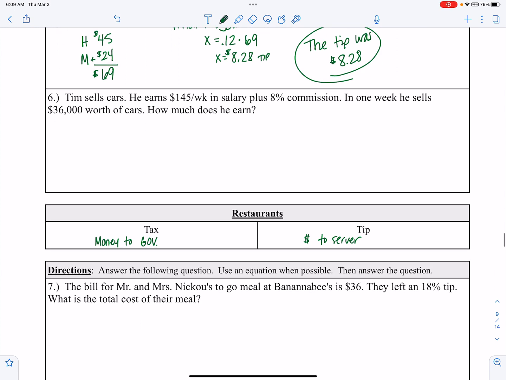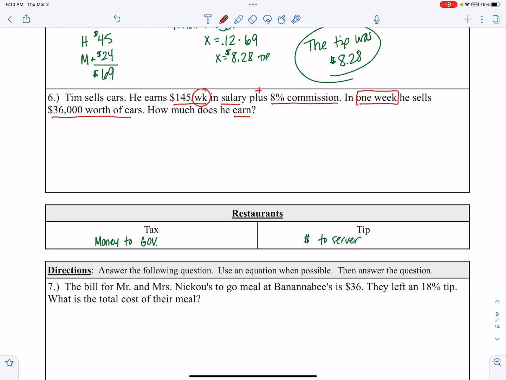All right, next one, we have Tim selling cars, and he earns this amount per week in salary, plus he earns an 8% commission. We know commission is that extra. It's sort of like a tip for a salesperson. So in 1 week, and this is important too to notice that the amount of time he earns an amount per week, and this commission is just 1 week as well. So we're not really multiplying by any amount of weeks, so that's important to notice. But anyway, he sells this amount of cars, so how much does he earn?